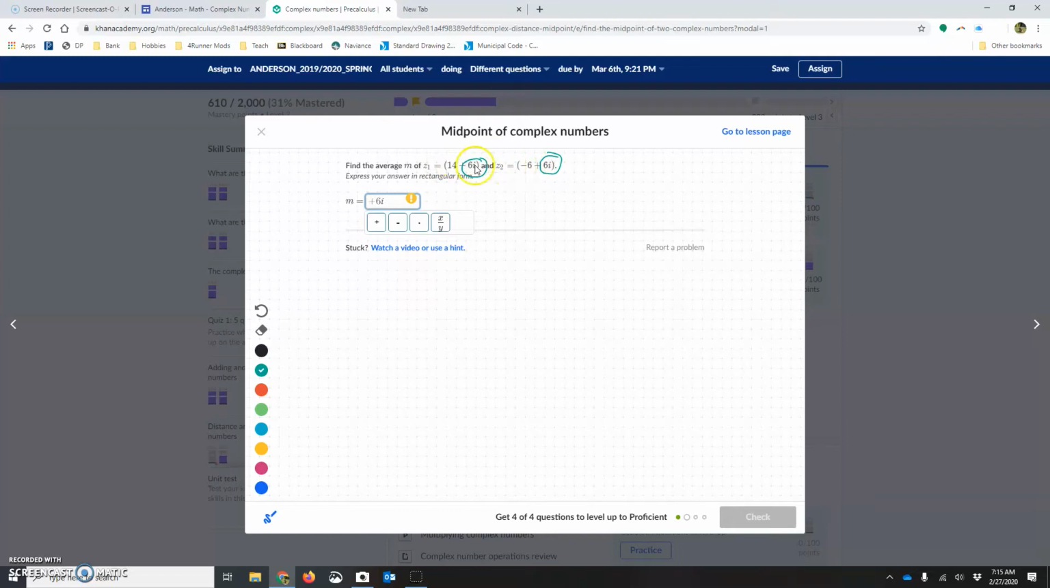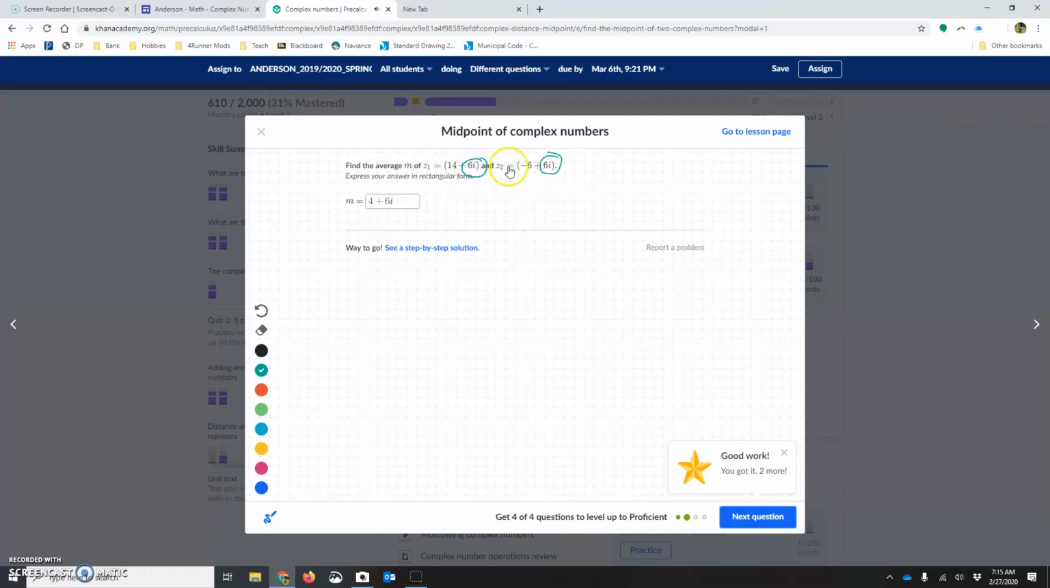Well, that's a total distance of 20. So half of 20 is 10. So we can either do 14 minus 10, which would be 4, or negative 6 plus 10, which would also be 4. So our first number is 4.